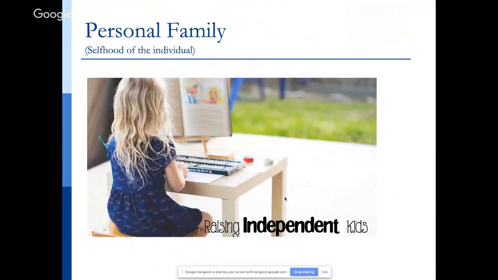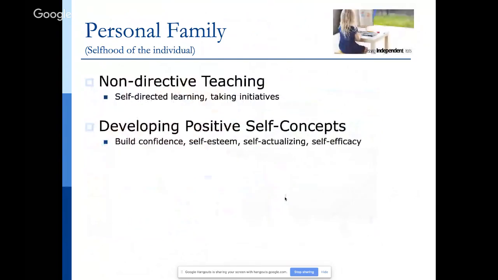Personal family is, as I mentioned in the beginning, more focused on the learners as independent selves, that they have to have their goals, that they have to have their strategies. So it's really helping students be more confident about what they need to learn and informing them what they really need to do. Some of the strategies that we're going to read later in the semester include non-directive teaching and developing positive self-concepts.